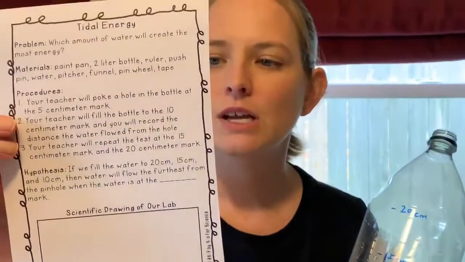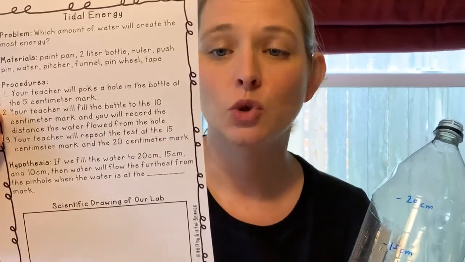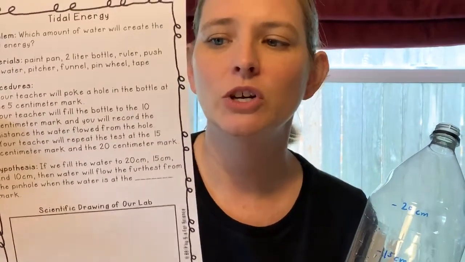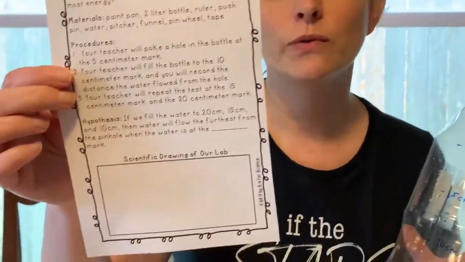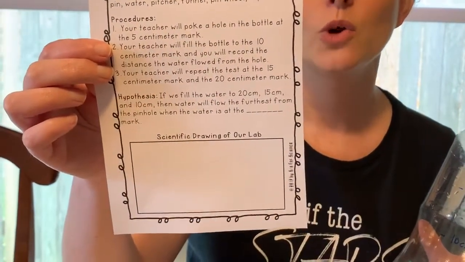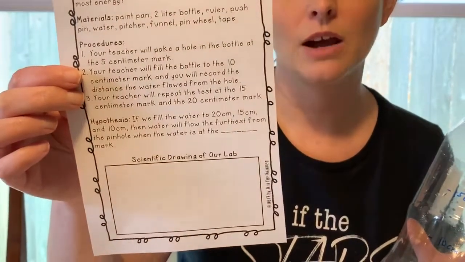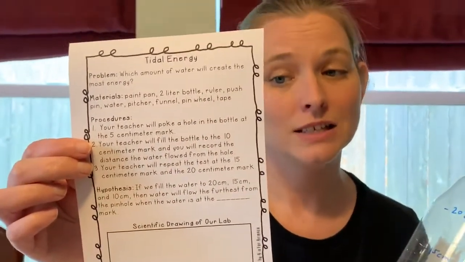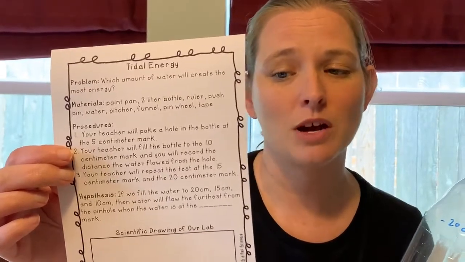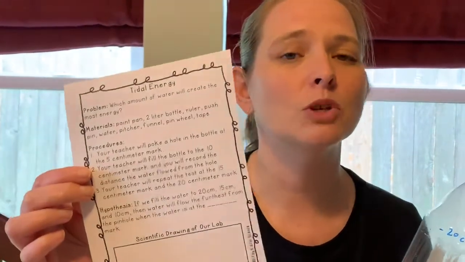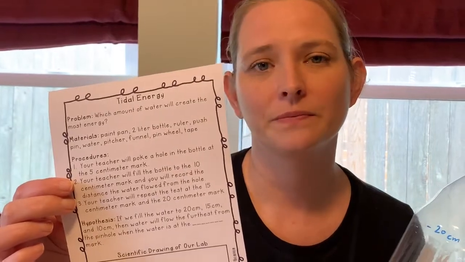So it says, if we fill the water to 20 centimeters, 15 centimeters, and 10 centimeters, then water will flow the furthest from the pinhole when the water is at the blank mark. So you're gonna write 10 centimeters, 20 centimeters, or 15 centimeters in that spot. So go ahead and pause the program to write down your hypothesis.